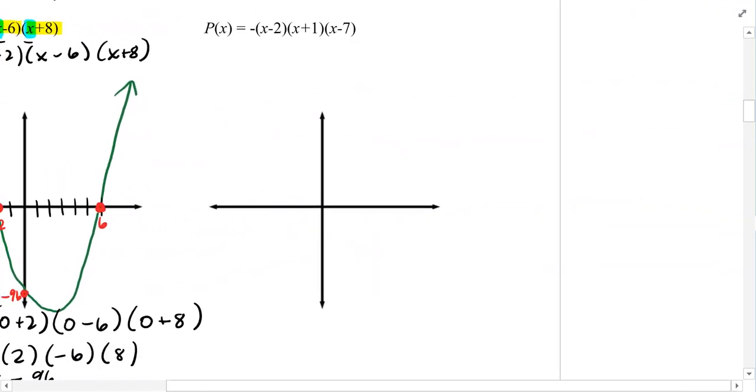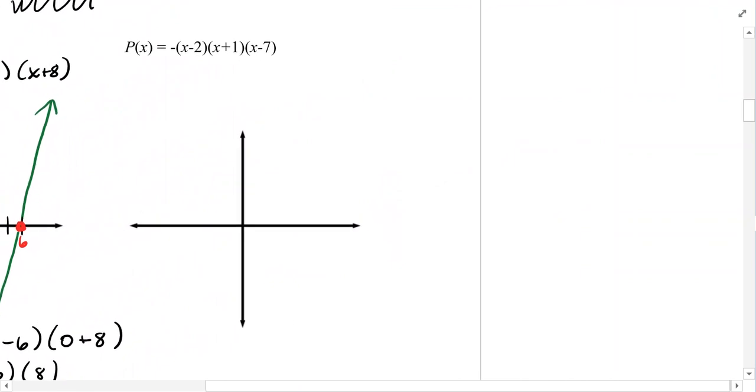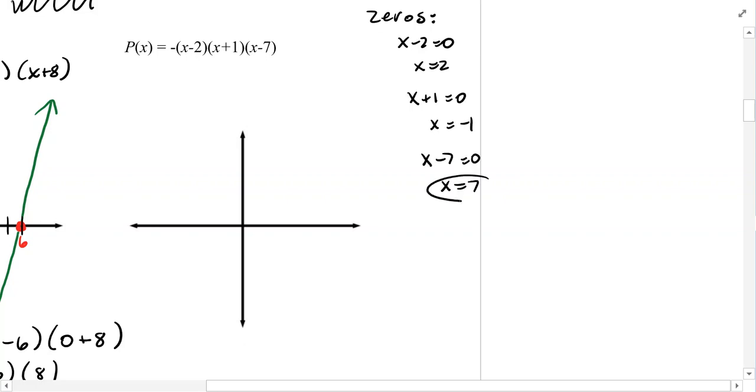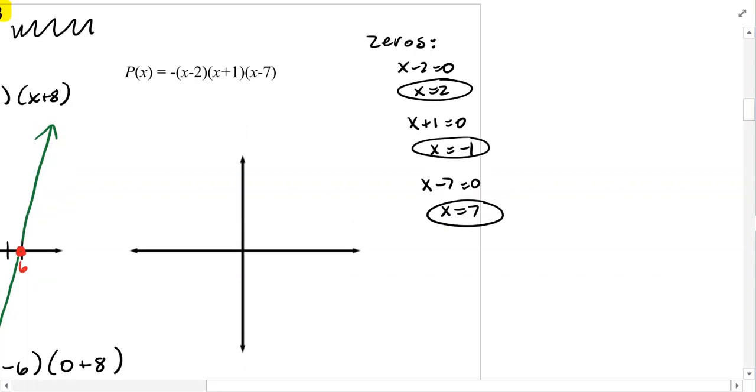Now let's take a look at the one next to it. All right, so for zeros, I'm going in a different order this time. That's fine, as long as I find them all. Zeros: I have x minus 2 is equal to 0, which gives me x equals 2. x plus 1 equals 0, which gives me x is negative 1. And x minus 7 is equal to 0, which gives me x equals 7. So 1, 2, 3 zeros this time.